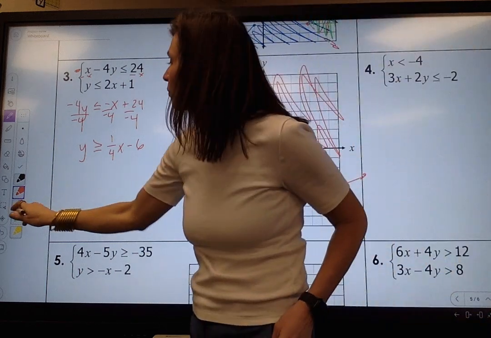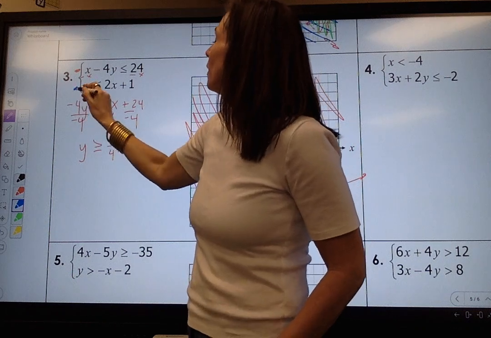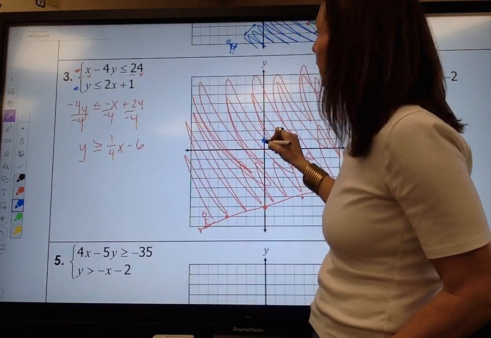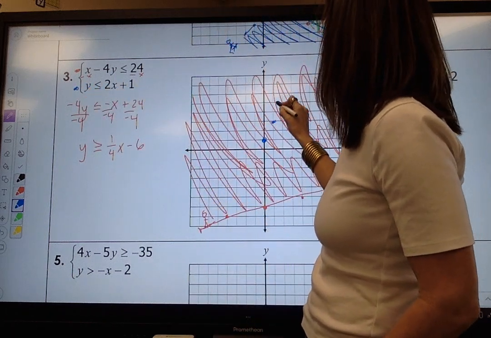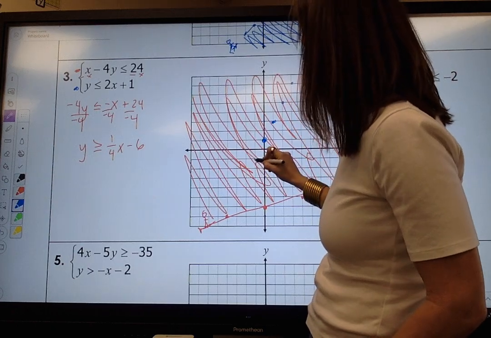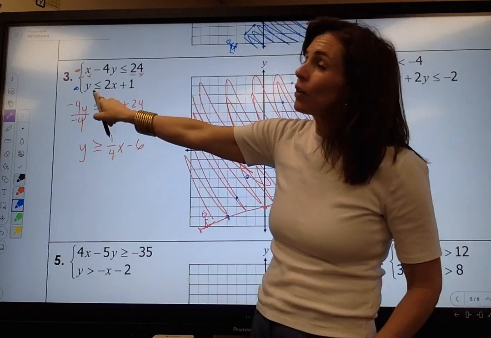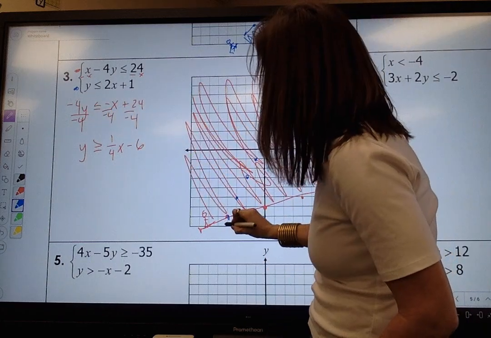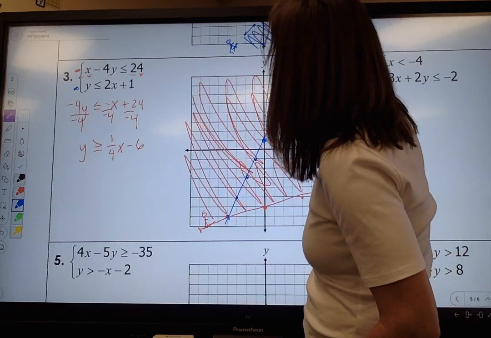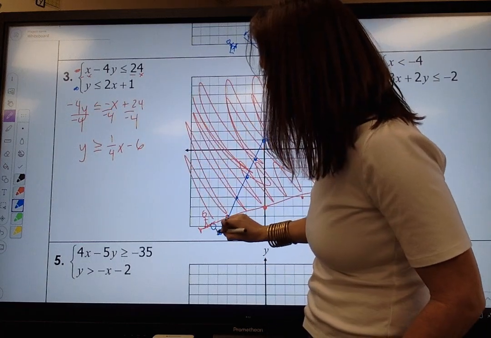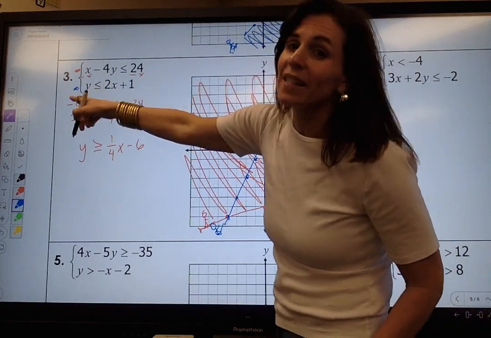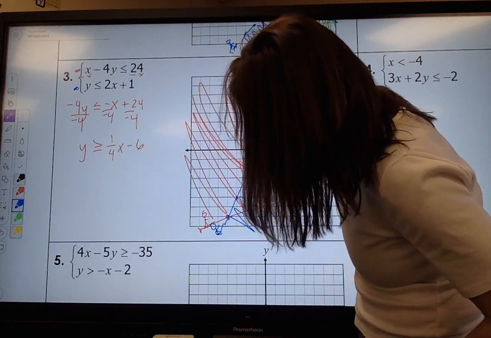And then I'm going to do this next one in blue. My beginning point's 1. My slope is up 2 over 1, up 2 over 1, up 2 over 1, and I'm going to reverse it. It's less than or equal to, so it's a solid line. Here's my skier, and it says y is less than, so I shade below my skier.